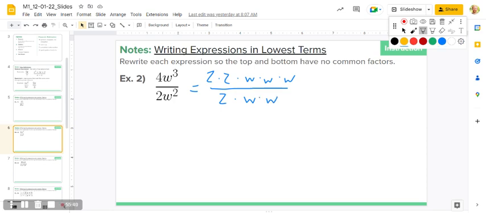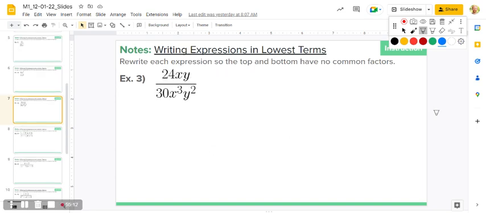And if I start crossing the common factors out, there's a 2 on top and bottom that we can cross out. We can cross out 2 w's each and be left with just 2w over basically nothing because we have everything crossed out. But when we do have everything crossed out, we can view it as being multiplied by 1 if we wanted to. And so we'd have 2w divided by 1, which can also be written as 2w because anything divided by 1 is just going to be itself.